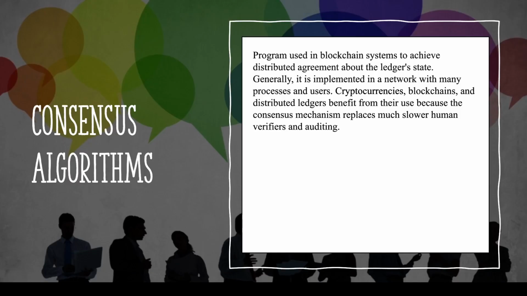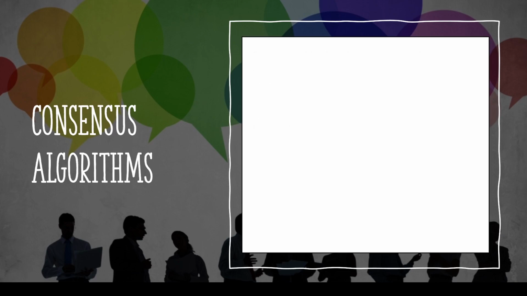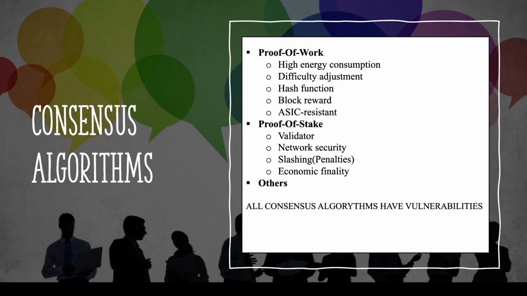So, consensus algorithms. This is the program that's used in a blockchain system to achieve distributed agreement about the ledger state. Generally speaking, this is the process of generating new blocks in the blockchain by doing specific tasks. There are a lot of types of consensus algorithms. The most popular ones are proof of work and proof of stake. Bitcoin works on the proof of work consensus algorithm.